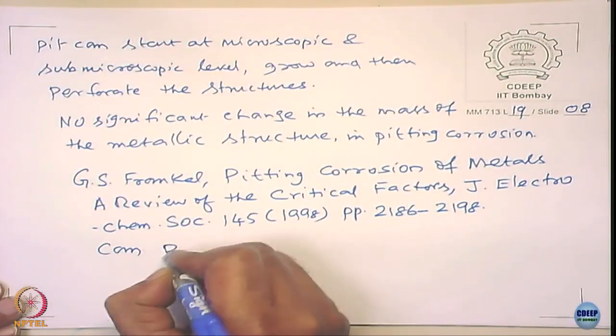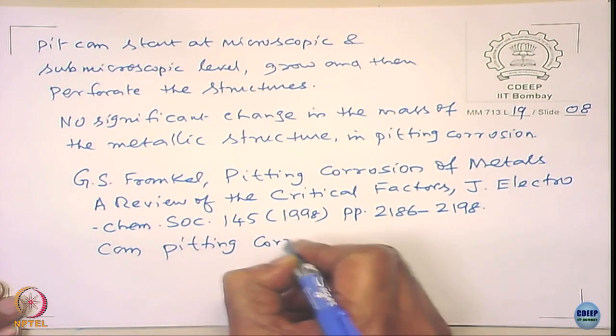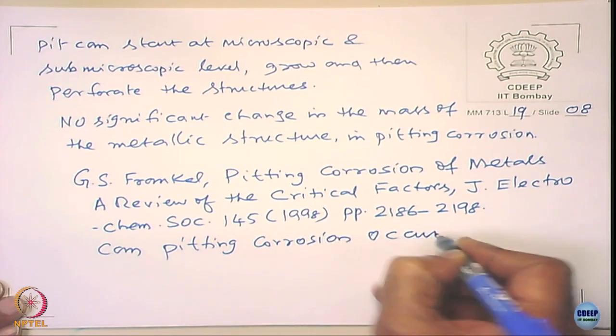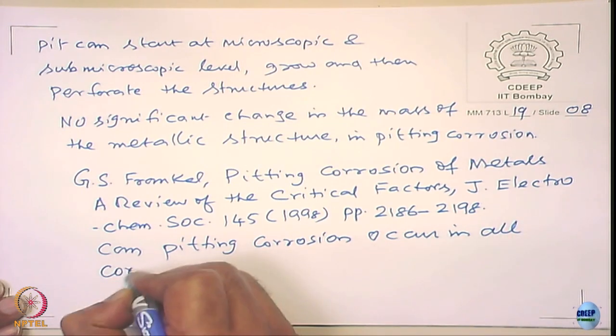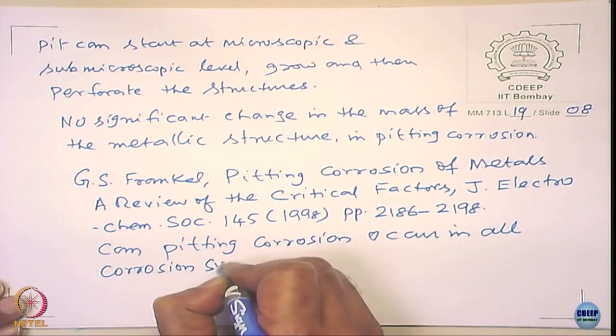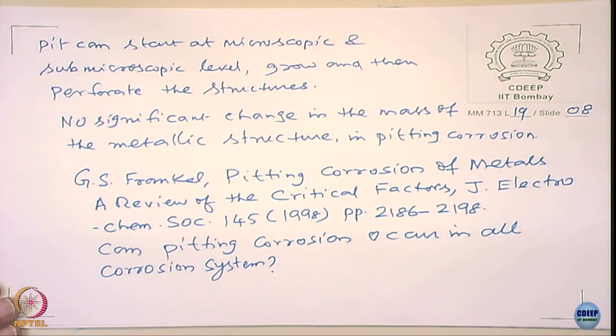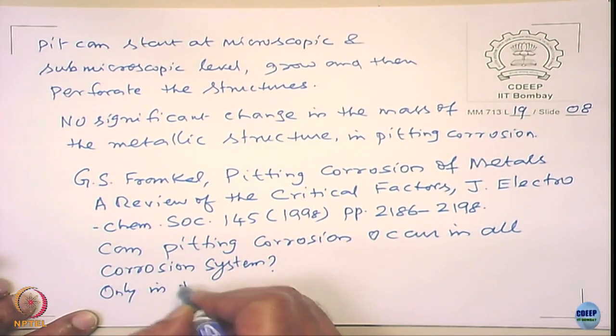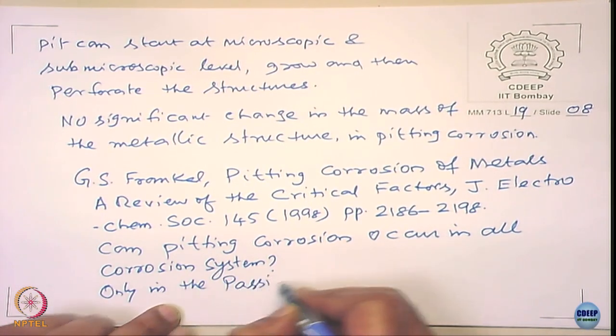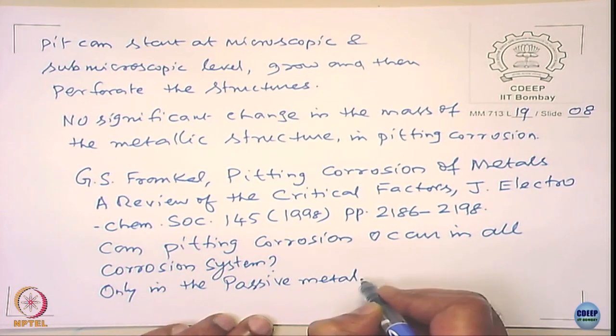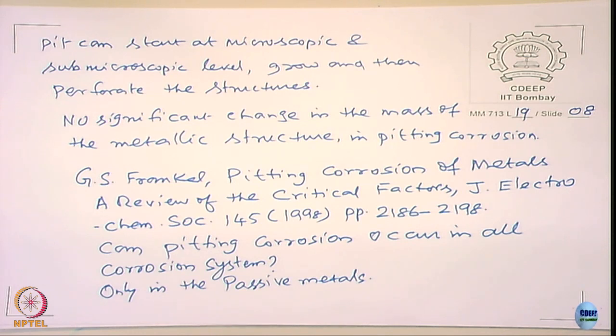To start with, can pitting occur in all corrosion systems? The answer is that it happens only in passive systems, in passive metals. If the metals do not passivate, there would be no pitting. Passivation is an important criterion.